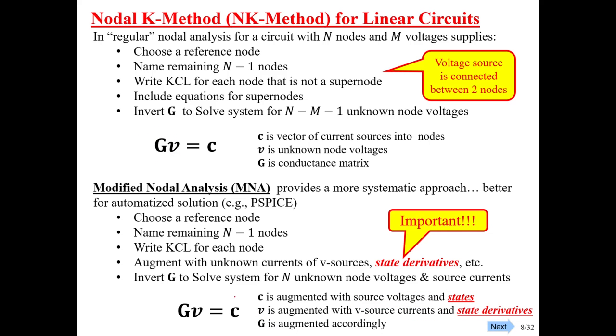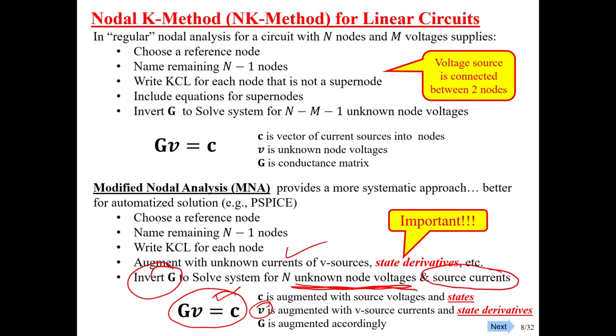And so then once we get this written, augmented with unknown currents of V sources and state derivatives and so forth, we have this system, we invert G, and we solve for V, which now will have all of the unknown node voltages, but it will also have the source currents in it. But it will also have state derivatives in it as well. So that's important as well. And we'll see that that's kind of the key to getting our state model from this approach.